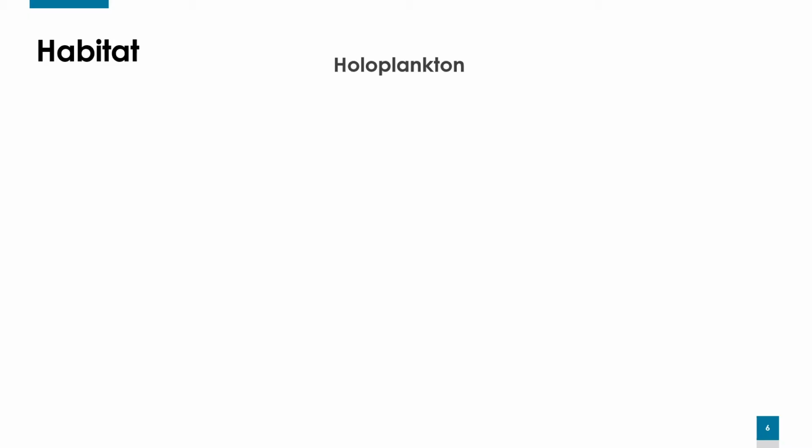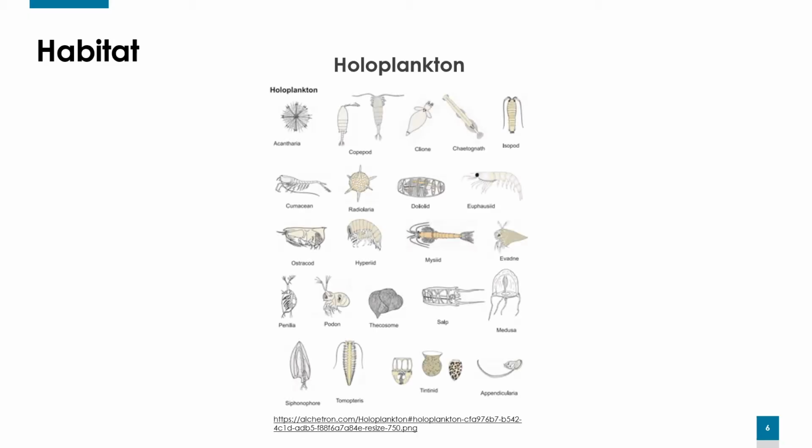And so holoplankton, as you can see here in this image, there's many different types, and they can range in size from a few micrometers to very, very large. We're talking maybe cnidarians like jellies or siphonophores. Holoplankton are very important because they serve as a vital food source for larger organisms like fish or baleen whales. When you think of whales, you might think of a humpback whale or something.